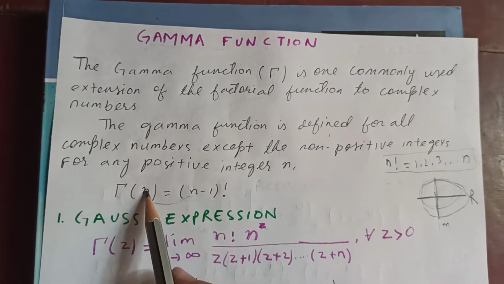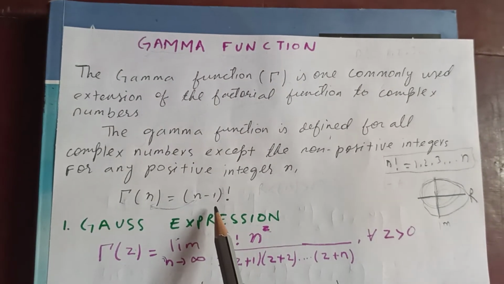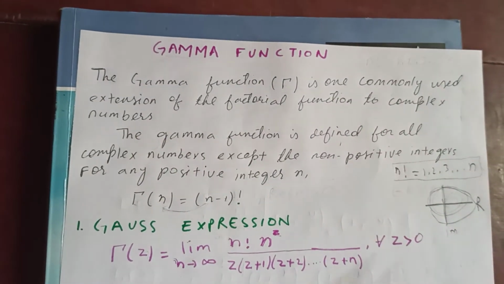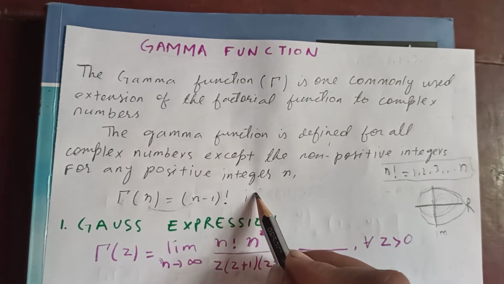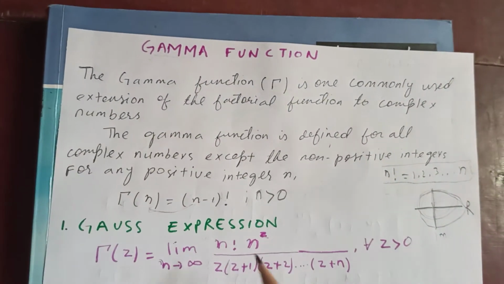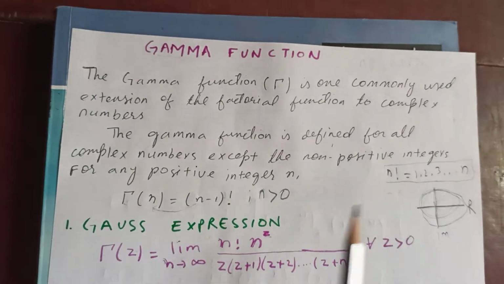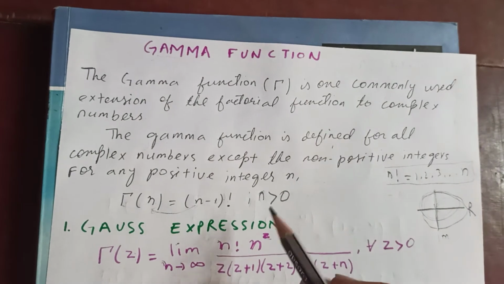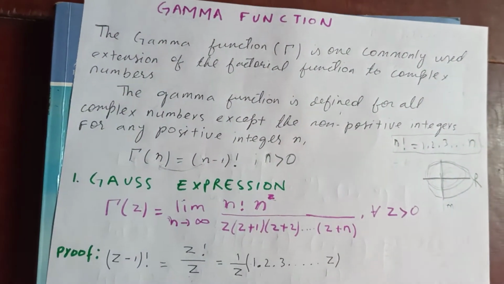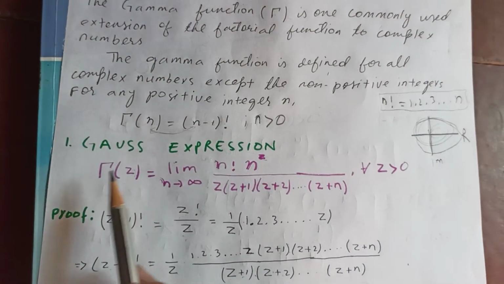Now if you plug in gamma of 0, so 0 minus 1 factorial, which is minus 1 factorial, does not exist, meaning from that we see that this n must be greater than 0. If you plug in 1 minus 1 factorial, which means 0 factorial is 1, okay? Gamma 1 is 1, and so on. Now this is the expression for the gamma function by Gauss.